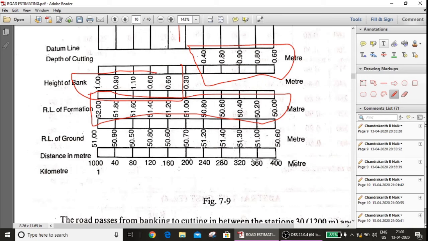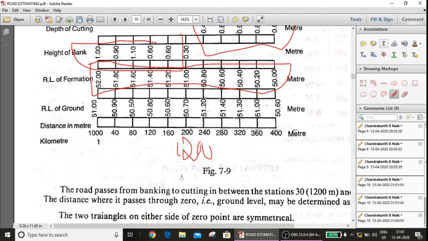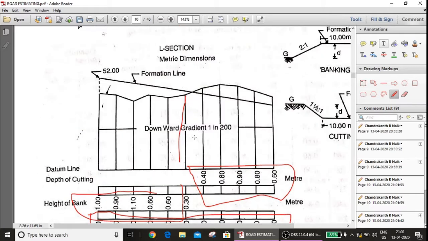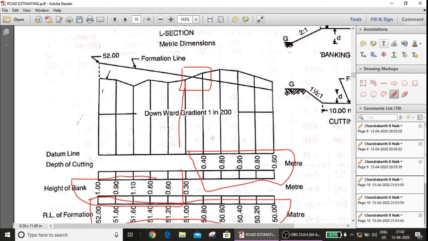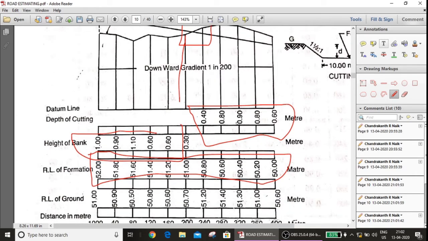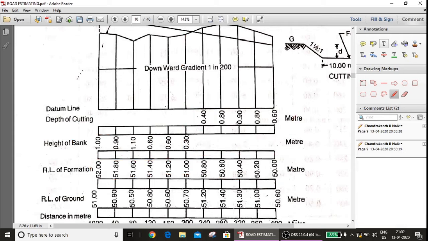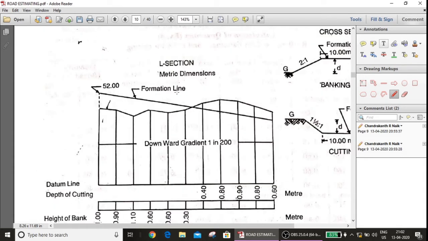Station 30, that is 1200, to 1240. So see here, station-wise we can say that the formation line passes between stations 30 and 31. So in this case, wait, focus here.